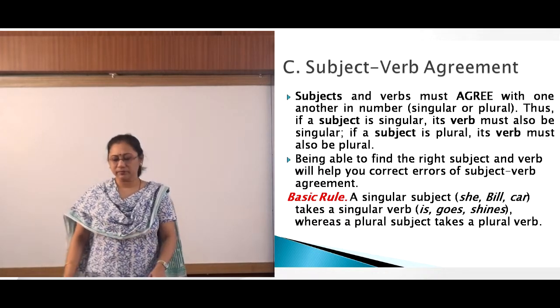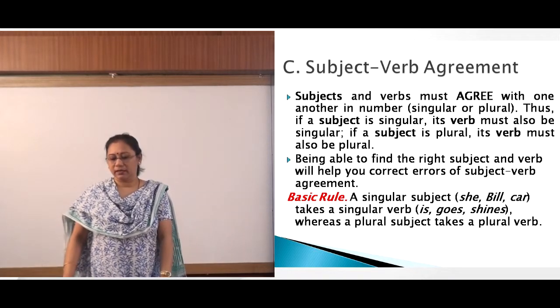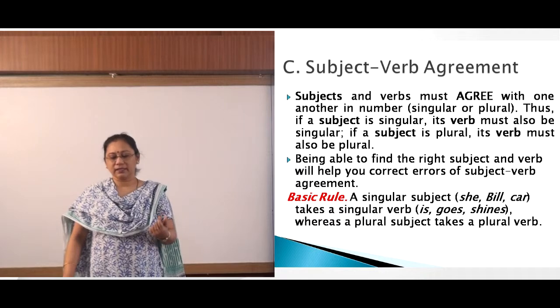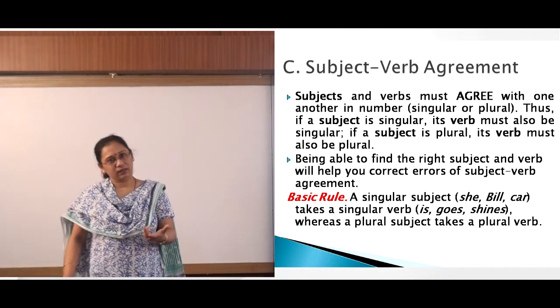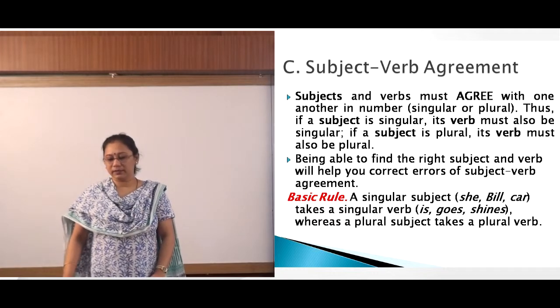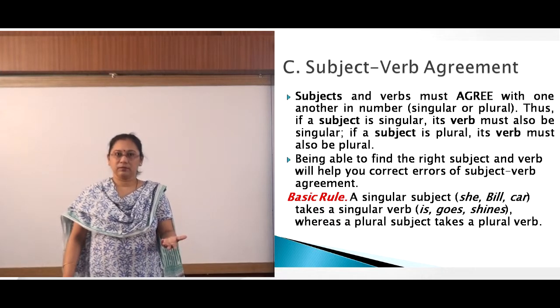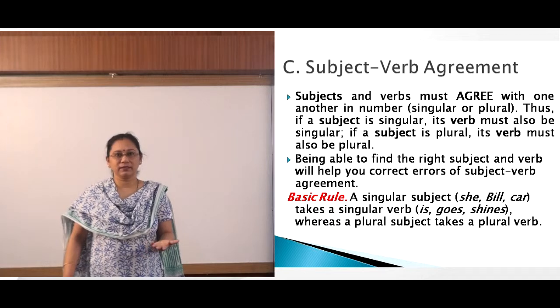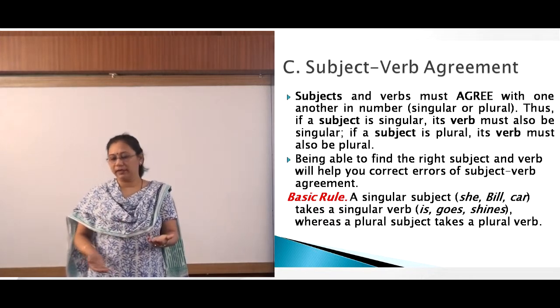So, the first basic rule regarding subject verb agreement is that a singular subject, for example, she, John, he, car, takes a singular verb such as is, goes, shines after it. Whereas a plural subject takes a plural verb. Plural subjects such as children, books, papers, pens, pencils are all plural subjects which will be followed by a plural verb.